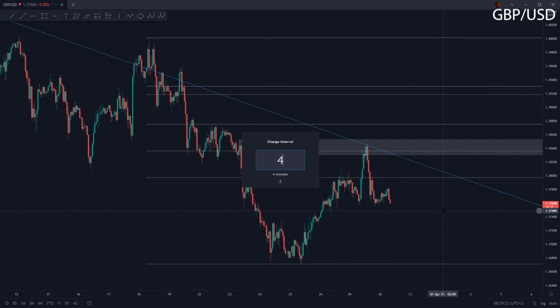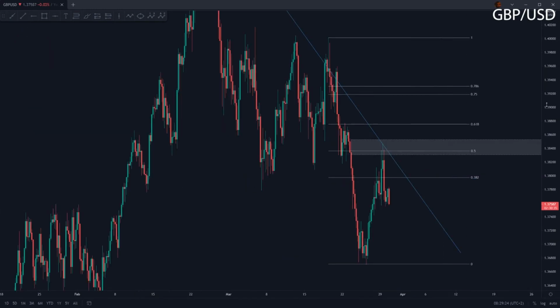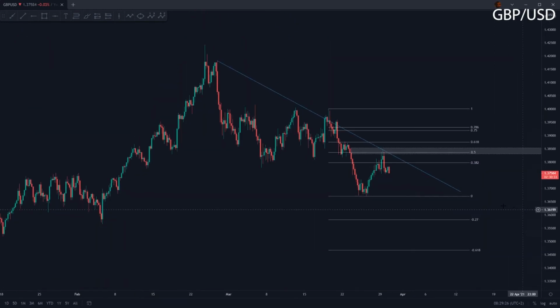Pound dollar. If we go over to the 4 hour, pound dollar is pretty clear. What we can see is that we have this very clear downtrend structure with a high, lower high, and a new potential lower high. Then we have our low, our lower low, and then our lower low. So we have this clear downtrend structure.